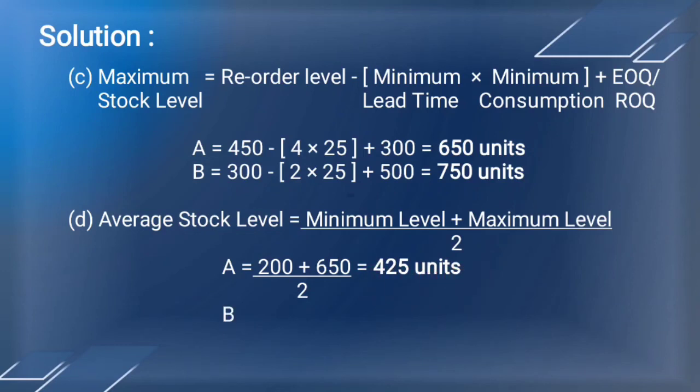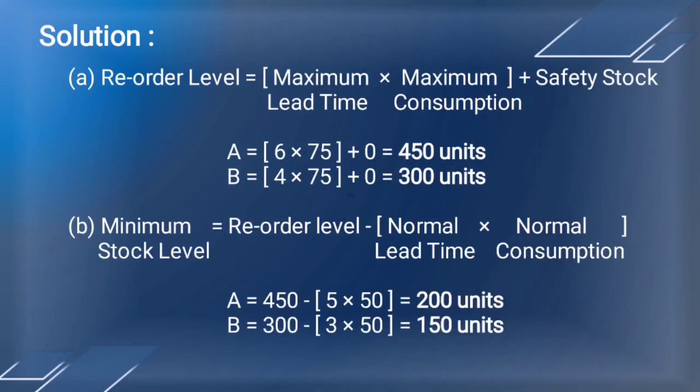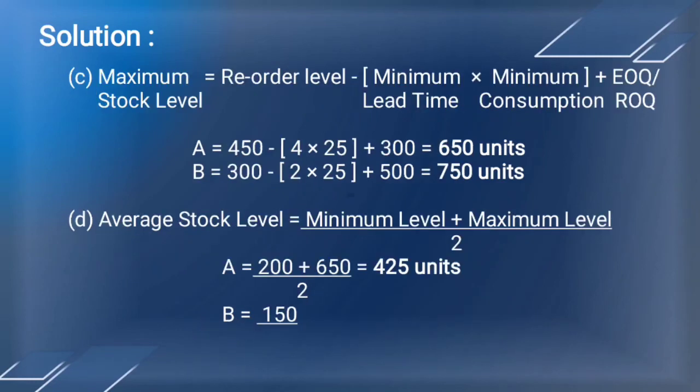For component B, it will be equal to minimum level, which is 150 units for component B, plus maximum level, which is 750 units, divided by 2, which will be equal to 450 units. So the average stock level for component B is 450 units.